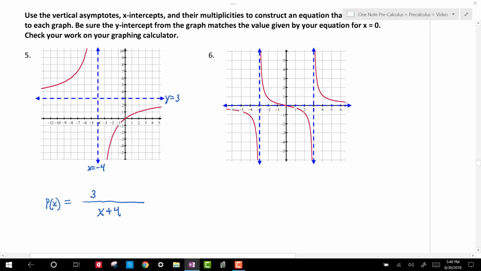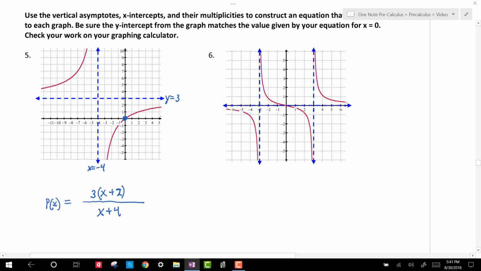Now, again, I could do 3 times x. I could do 3 times x minus 7. I could do 3 times x plus 2. I could do a lot of different stuff that would have the right horizontal and vertical asymptote, but the question is, does it have this x and y intercept at 0, 0? So let's check it out.